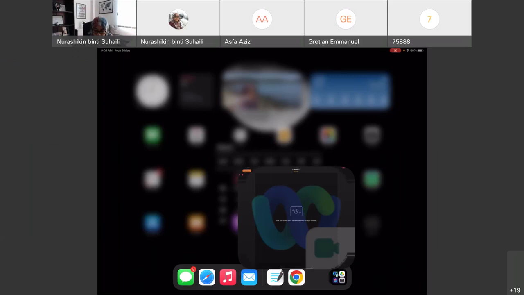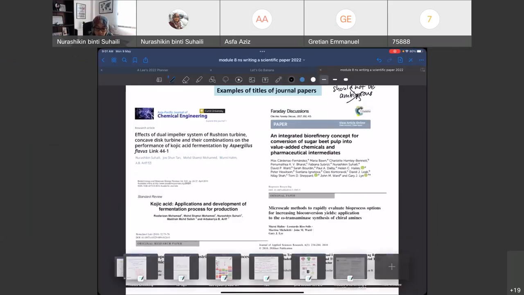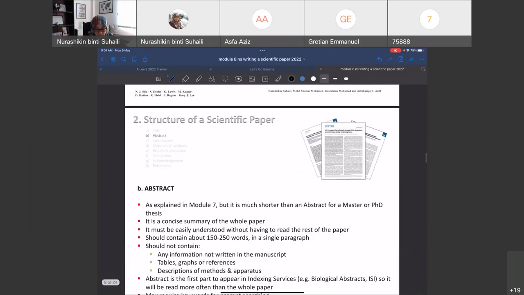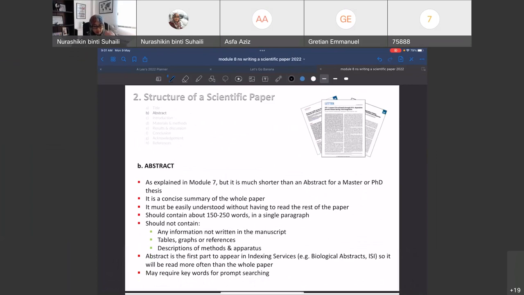Okay. So that's the title. And then the second point is abstract. Okay, so the abstract is the same. Actually, the way it is written is quite the same as a thesis abstract. Okay, thesis abstract.